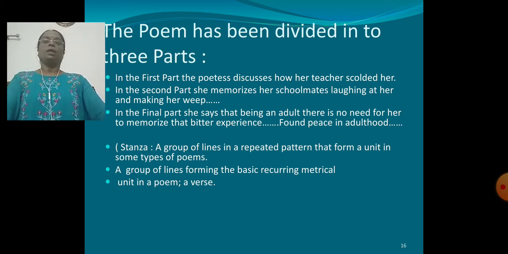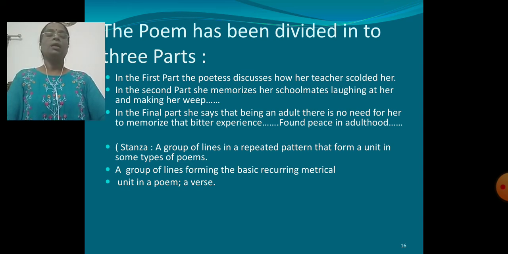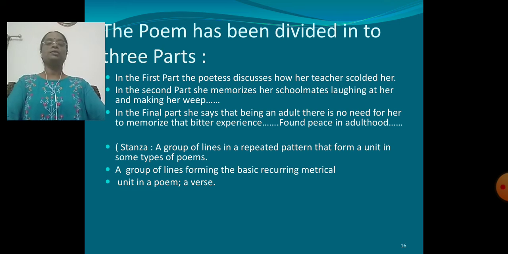This poem, "Punishment in Kindergarten" by Kamla Das, is divided into three parts, or three stanzas. In the first part, the poetess discusses how her teacher scolded her at the picnic spot. In the second part, she remembers her schoolmates, her friends, her classmates, laughing at her and making her weep. In the final stanza, Kamla says that, being an adult, a mature person, there is now no need for her to remember those bitter experiences, and she has found peace in her adulthood.